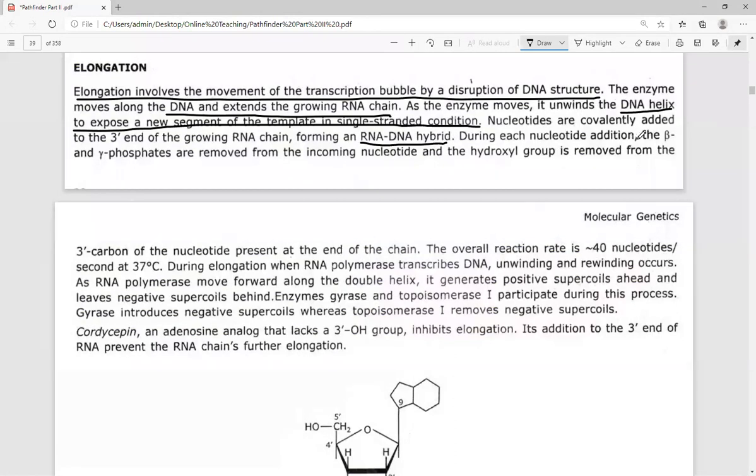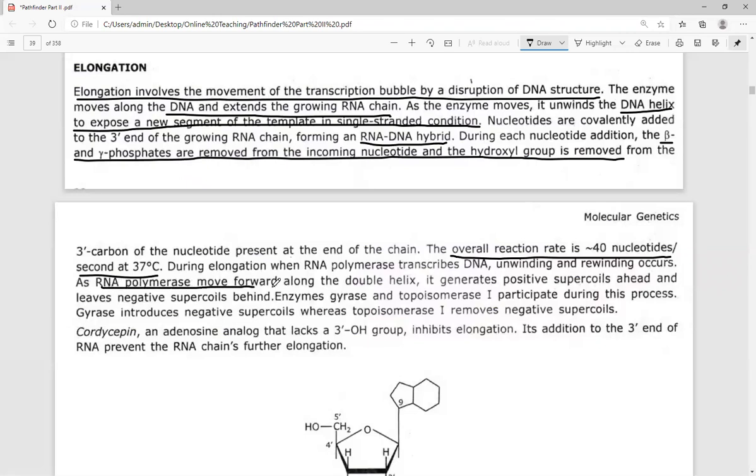Ultimately, during each nucleotide addition, the beta and gamma phosphates are being released. As the beta and the gamma phosphates are released from the incoming nucleotide, the hydroxyl group is going to be removed. The overall reaction rate is 40 nucleotides per second at 37 degrees Celsius. This is the rate at which it takes place. As RNA polymerase moves forward along the DNA duplex, it generates positive supercoils ahead and leaves negative supercoils behind it.